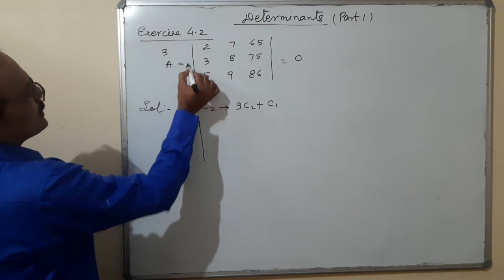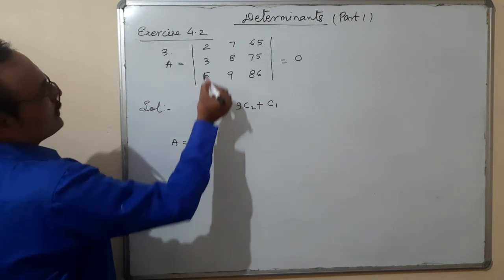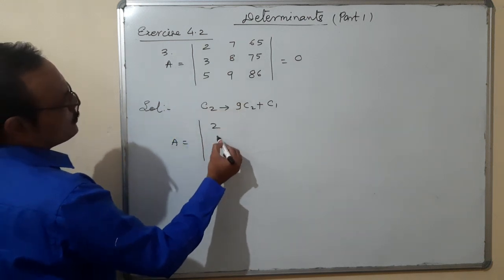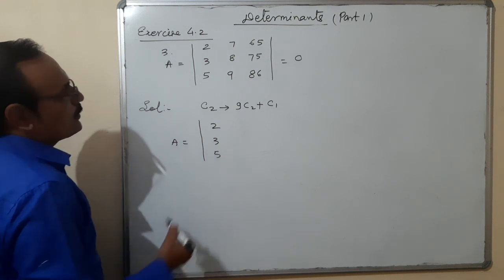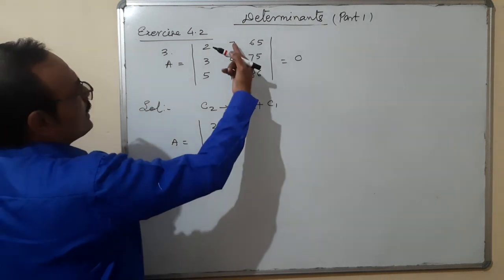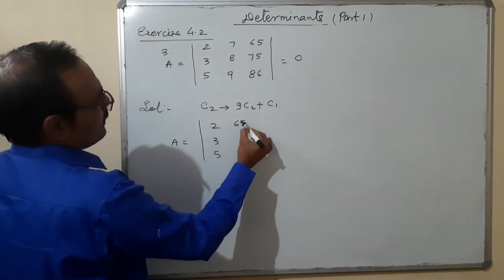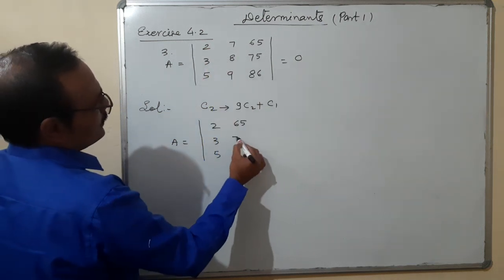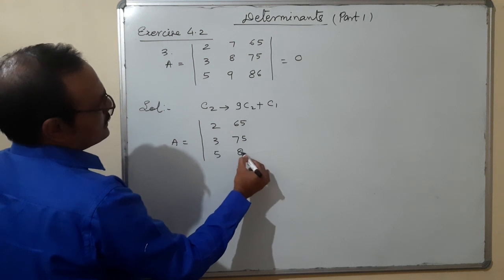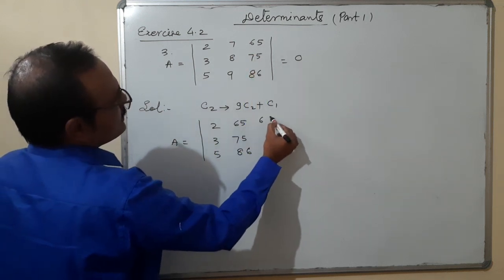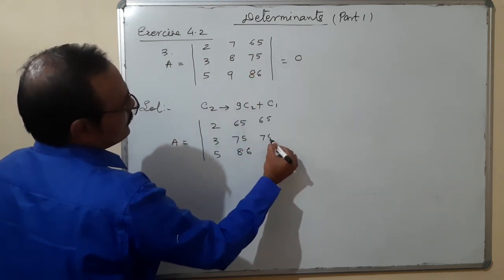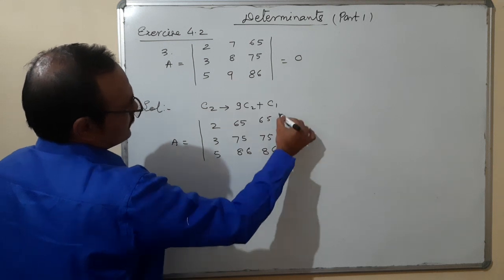Let A be equal to this. C1 is 2, 3, 5 and remains unchanged, there is no problem. C2 multiplied by 9: 9 times 7 is 63 plus 2, 65. It is 75. It is 86. And C3 is 65, 75 and 86.